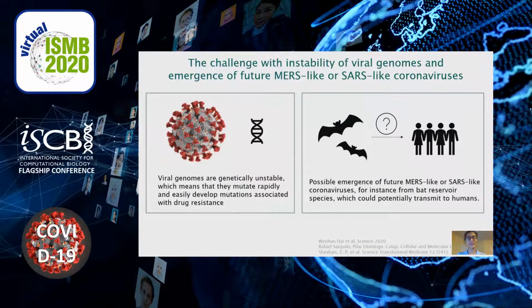Viral genomes are genetically unstable, which means that they can easily develop mutations that are associated with drug resistance. And it's important to look at SARS-CoV-2 sequences and map the mutations onto its proteins' crystal structures. Due to the possible emergence of MERS-like or SARS-like coronaviruses, for instance from the bat strains that circulate in bat reservoir species, which could potentially transmit to humans and be the cause of future outbreaks, it's very important to do a broad survey of coronavirus proteins in order to identify the best strategies for viral inhibition.